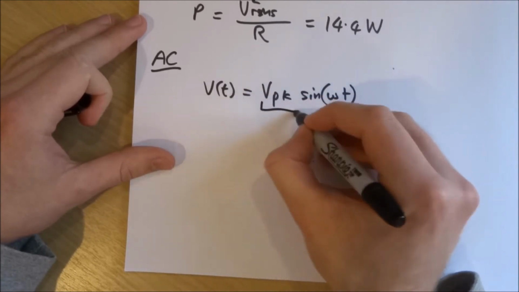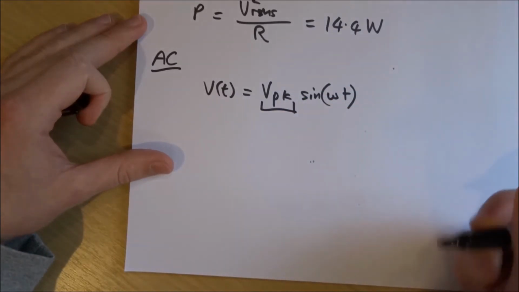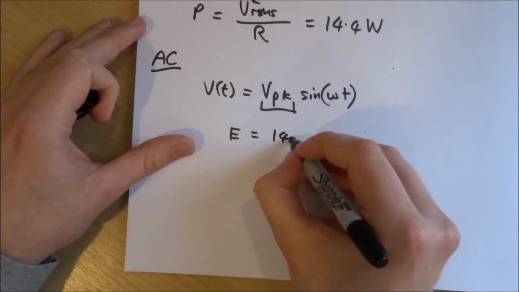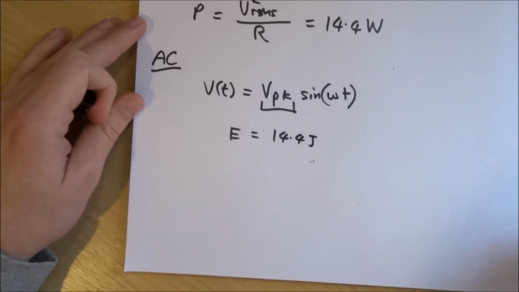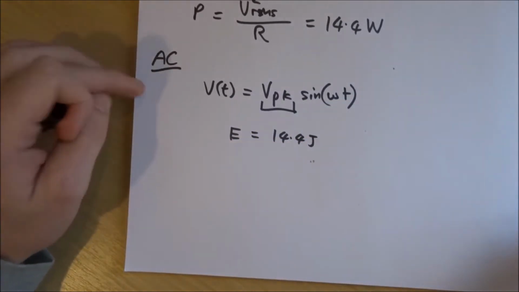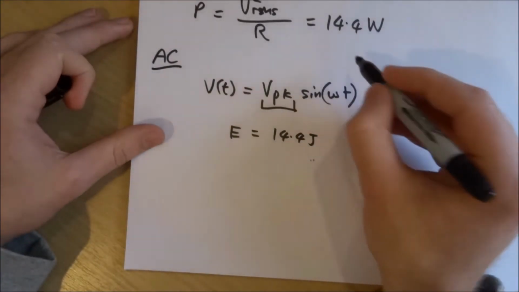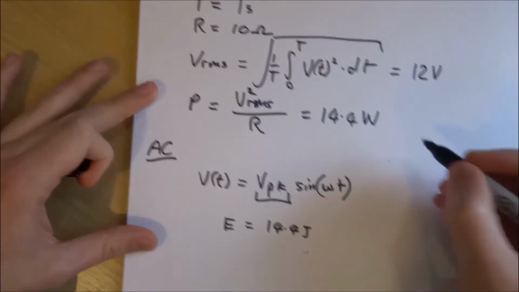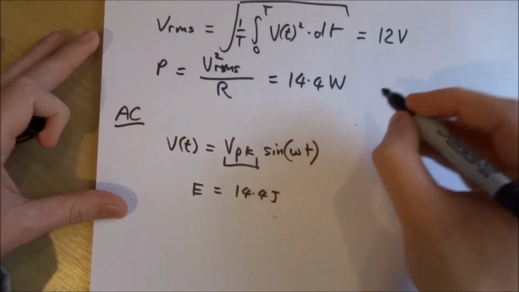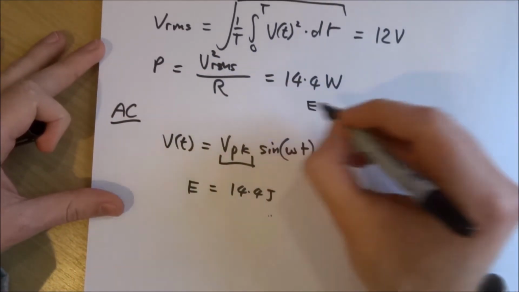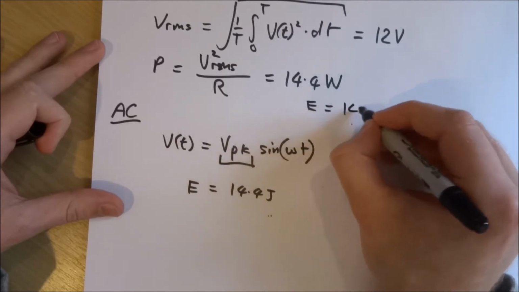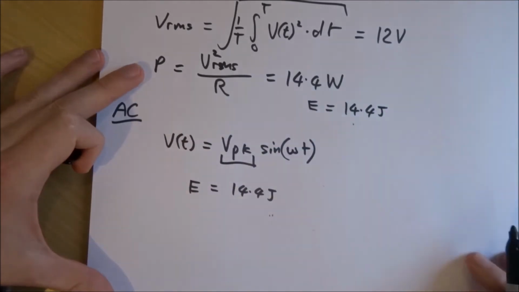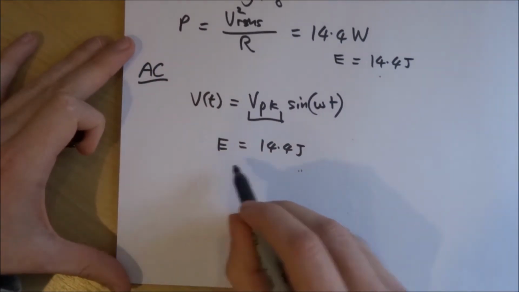Now we need to find our peak voltage. We know that the energy dissipated that we want is 14.4 joules. That's what we want to dissipate in order to make the AC system the same as the DC system. Because we've got a T of 1 second, even though I've only gone as far as the power here, we know that the energy in this DC system is also going to be 14.4 joules, because it's just the power times the time, which is 1. So that's what we want.